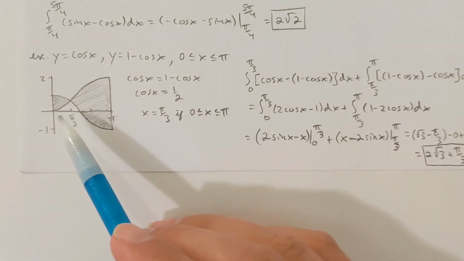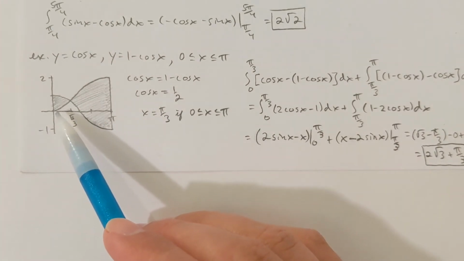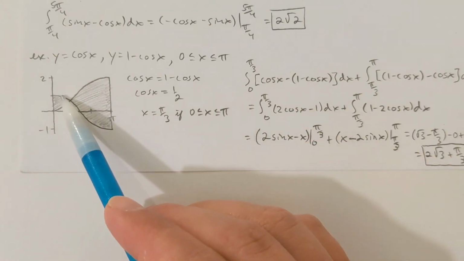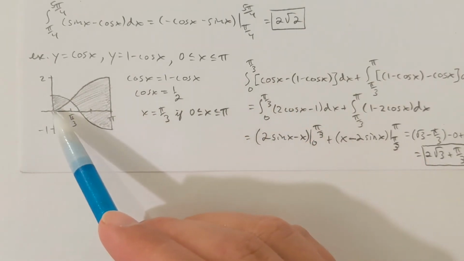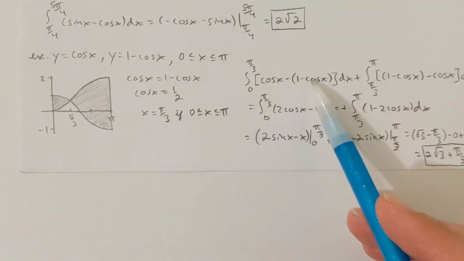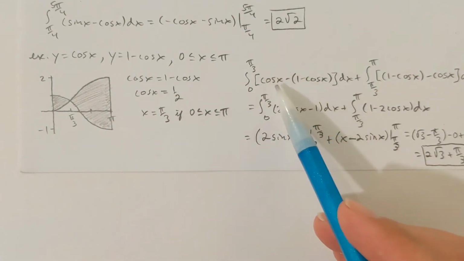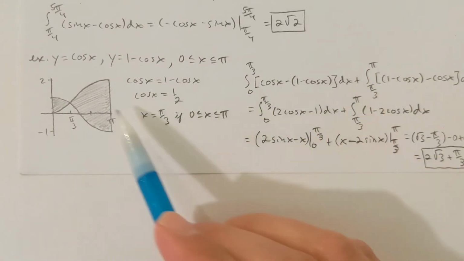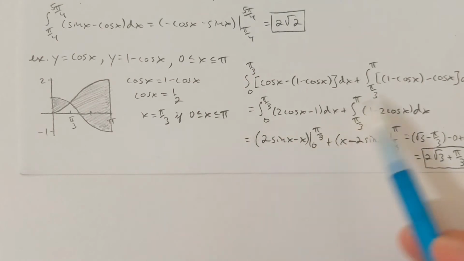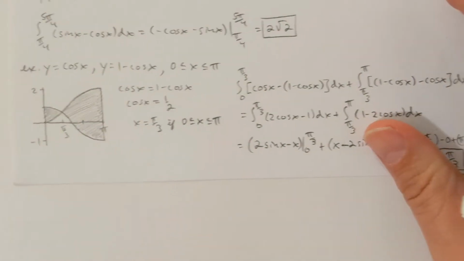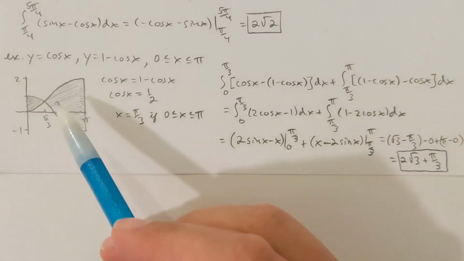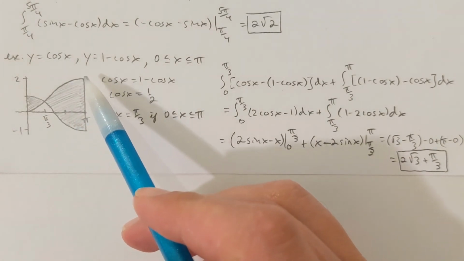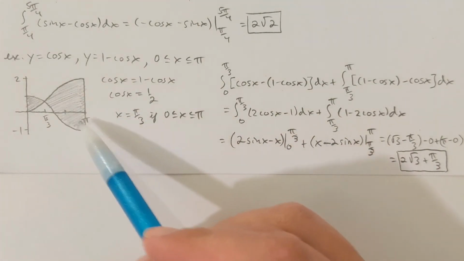Okay, the first one, let's look at the area if you're going from 0 to pi over 3. The top curve is cosine x. The bottom curve is 1 minus cosine x. Okay, and so I've got that set up there, top curve minus bottom curve. And then I'm going to add the rest of the enclosed area. That would be going from pi over 3 to pi. Now on that part of the graph, the top curve switches. The top curve would be y equal 1 minus cosine x, and the bottom curve is y equal cosine x.